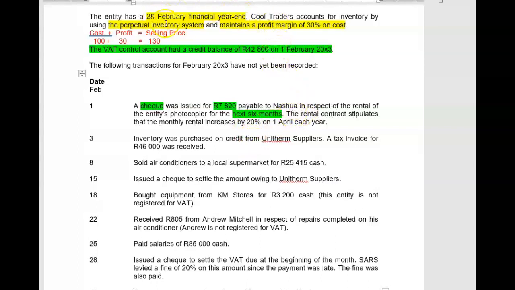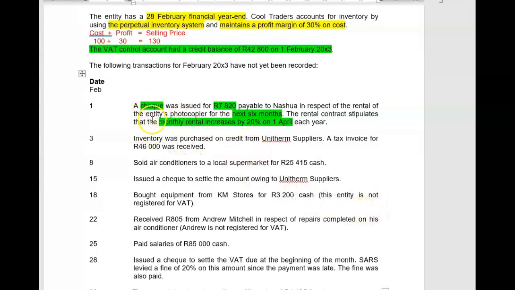Remember that our year end is 28 February, so we cannot account for prepaid expenses in our expense accounts. We must defer that into an asset account. The rental contract stipulates that the monthly rental increases by 20% on 1 April each and every year. So it is important in the first place that you understand exactly what you're reading. They have paid rent on their photocopy machine for 6 months. The first month of the 6 months is February. The financial year end is the end of February.